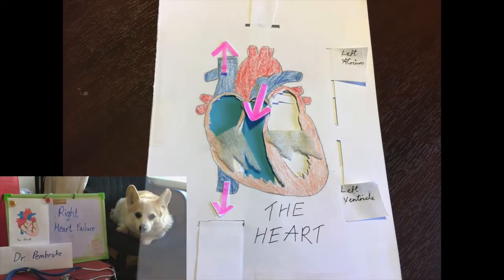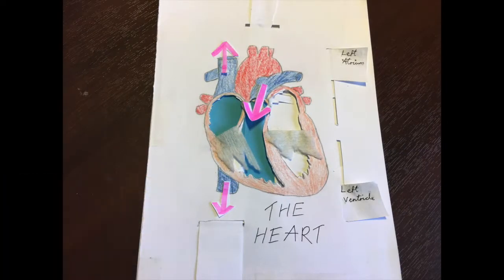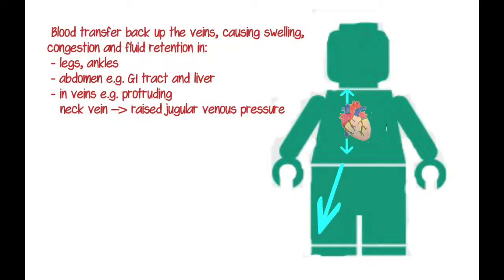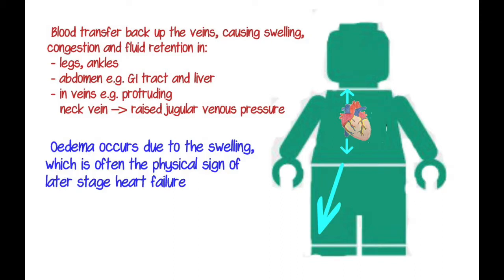Right-sided heart failure often occurs as a result of left-sided failure. Fluid pressure increases when the left ventricle fails. Therefore, blood transfers back through the lungs and backflows against the valves and damages the right side.